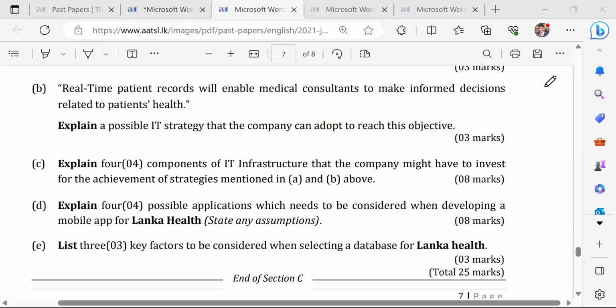Explain 4 components of IT infrastructure, which I explained in a previous one too. Then you have to explain hardware platforms, application software platform, networks, systems.